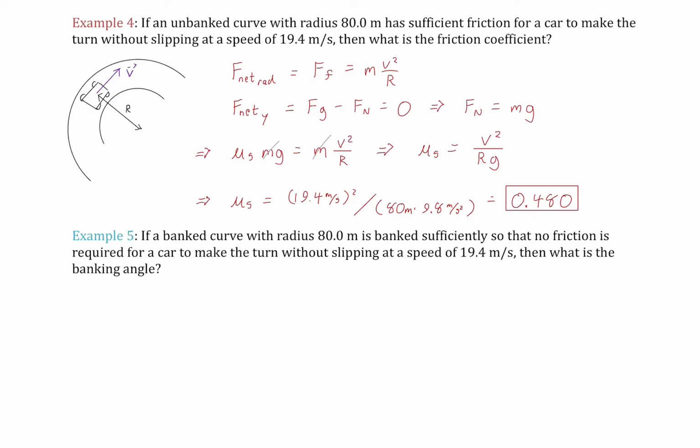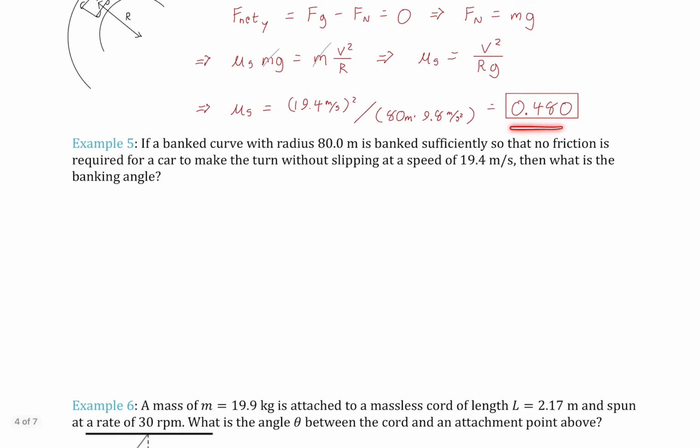So maybe they should have built this turn with banking, especially if they expect cars to go that fast around it. Right, because if it gets wet, it's going to have less friction than that. So now let's complicate it a bit.